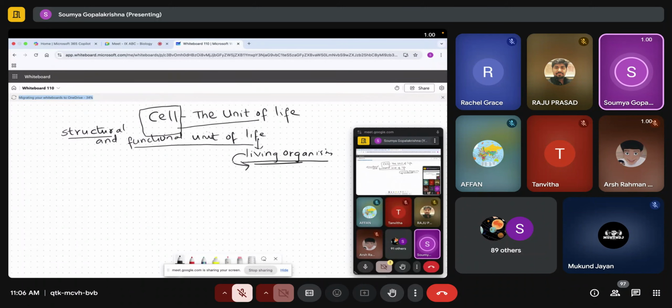Now, when do you call an object a living organism? For us to call something a living organism, it has to have a few characteristic features. Okay. Now, what are these characteristic features? They are composed of small components which we call cells. Every living organism is made from cells. So this is the first characteristic feature.